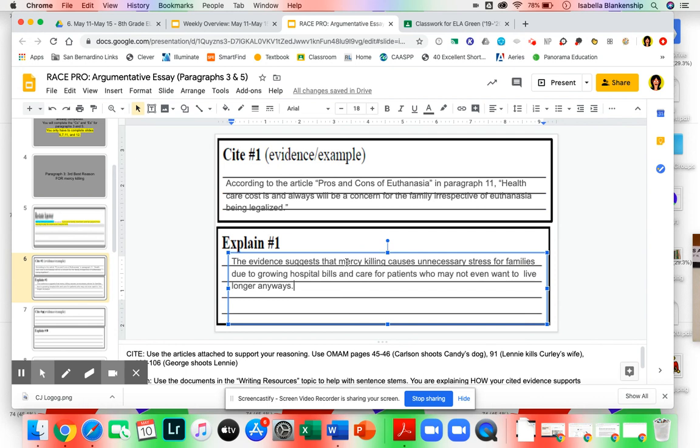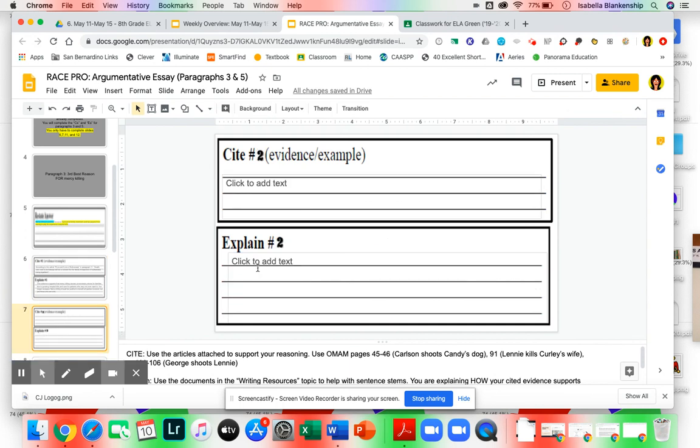In your explain box, always feel free to add another sentence. Mercy killing is justified to benefit all parties involved, not just those who are sick. So that way I'm explaining that this evidence is helping me make the argument that it's not just about the person who is creating the hospital bills, but it's about the people who have to pay them also.